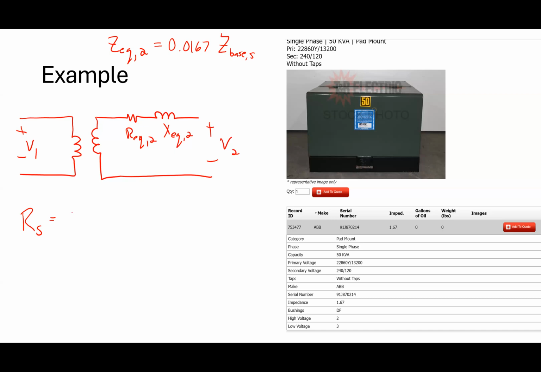So this guy is actually 0.0102 ohms, right? And this guy, sorry, not RS, REQ2. And this is XEQ2, and this is 0.0163 ohms, right? So we're talking 10 milliohms sort of thing, right? As opposed to tens of ohms on the other side, right? But there's a heck of a lot more current on this side, okay?